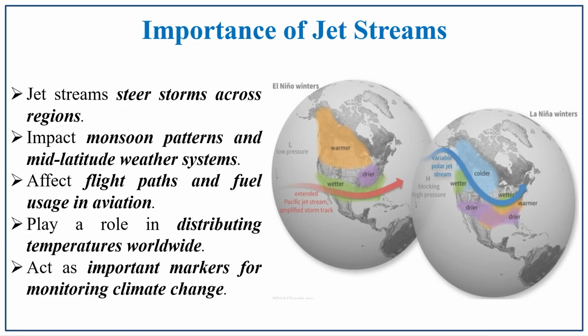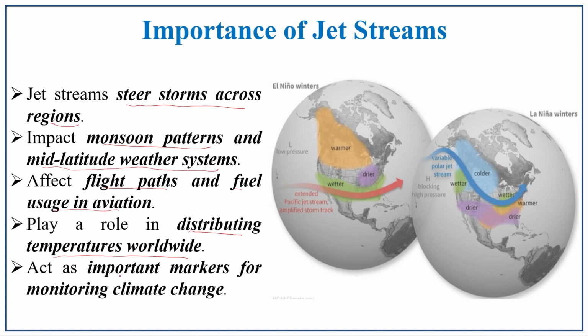Importance of the jet stream: a jet stream steers storms across regions, that is, it impacts monsoon patterns and mid-latitude weather systems, that is, the southwest monsoon. It has influenced the southwest monsoon, and it also determines the weather pattern of the mid-latitude. And then it also affects the flight path and fuel usage in aviation. We have also discussed that the efficiency of aviation is because of the jet stream. It plays an important role in distributing temperatures worldwide. So the temperature is distributed and redistributed because of this jet stream.